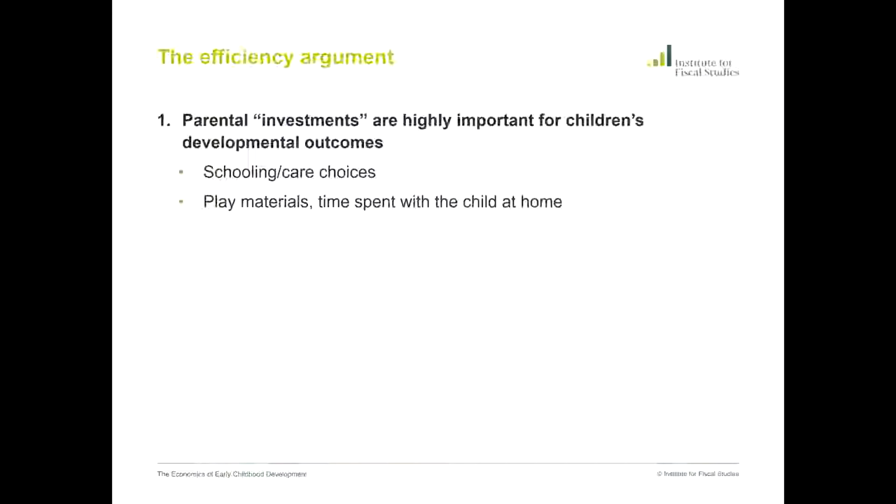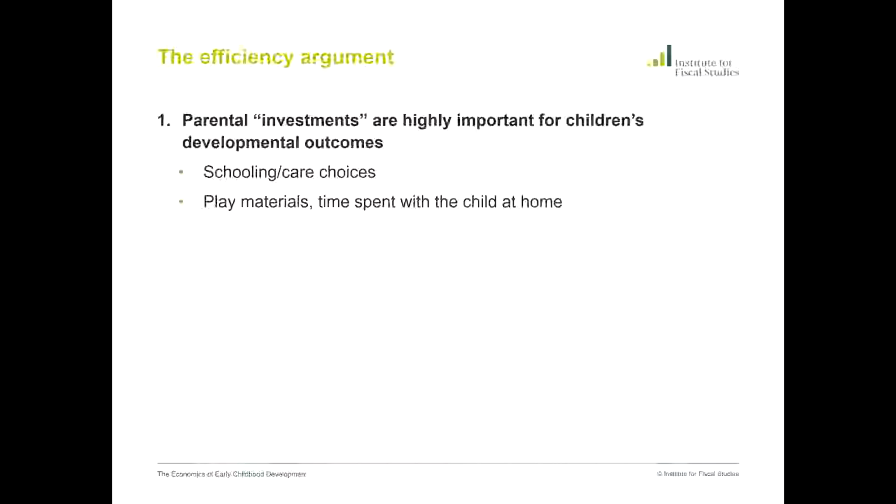So we know that parental investments are highly important for determining a child's developmental outcome. What does investment mean in the case of a young child? Well, it could be things such as schooling or care choices for children of school age. For younger children, it could be things such as play materials, time spent with the child at home, language used with the child. All of these things are key determinants of child development in early life.